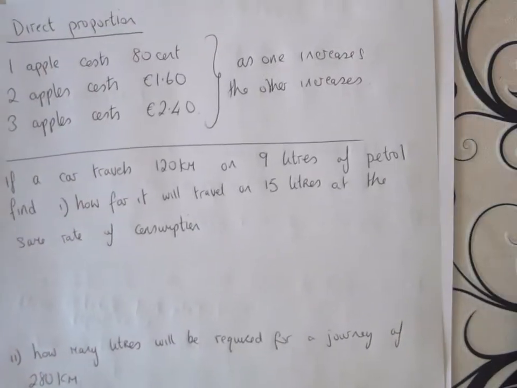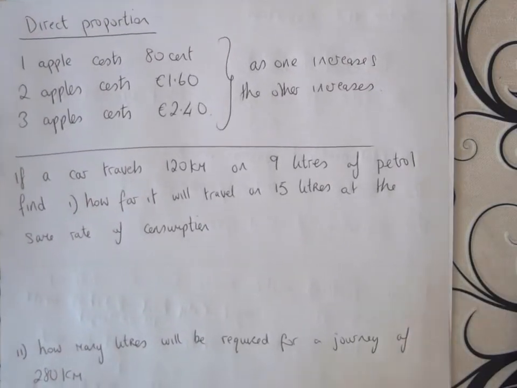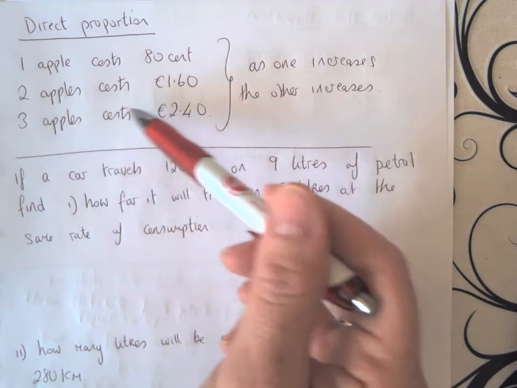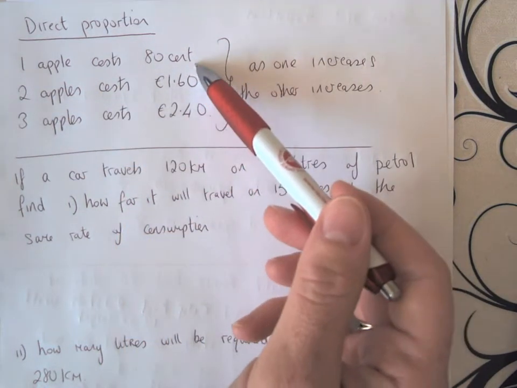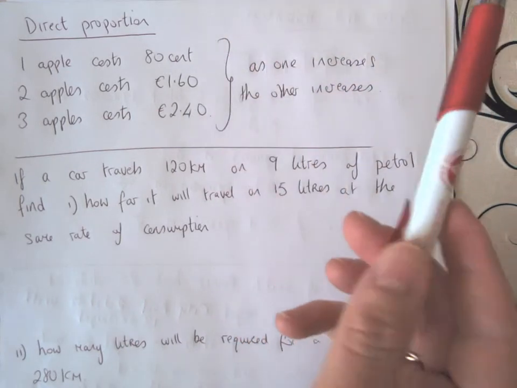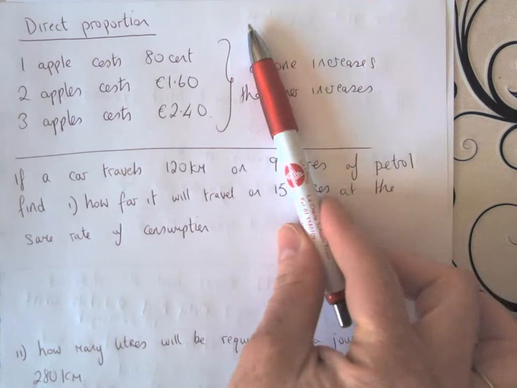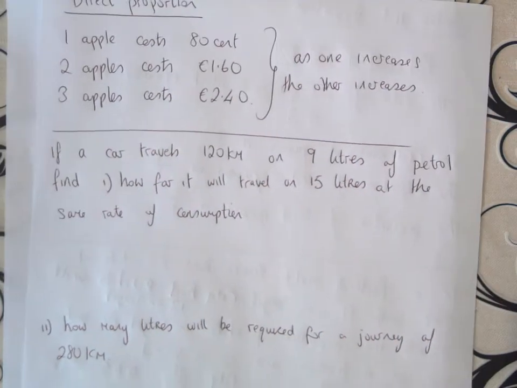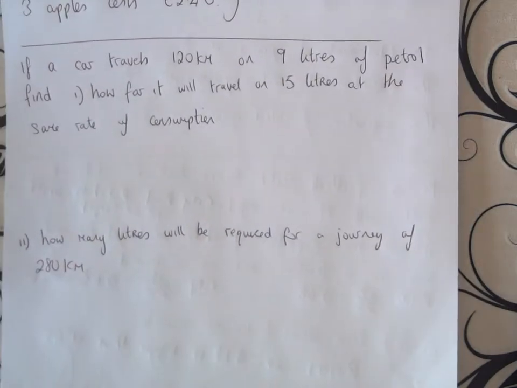Okay. Direct proportion then. So if I bought one apple at the shop, it would cost 80 cents. If I bought 2 apples, it would cost 160. If I bought 3 apples, it would cost 240. Each apple is 80 cents, so you're paying 80 cents for each apple. So you're just going up the same amount. As one thing increases, the other thing increases. That's direct proportion. Okay?